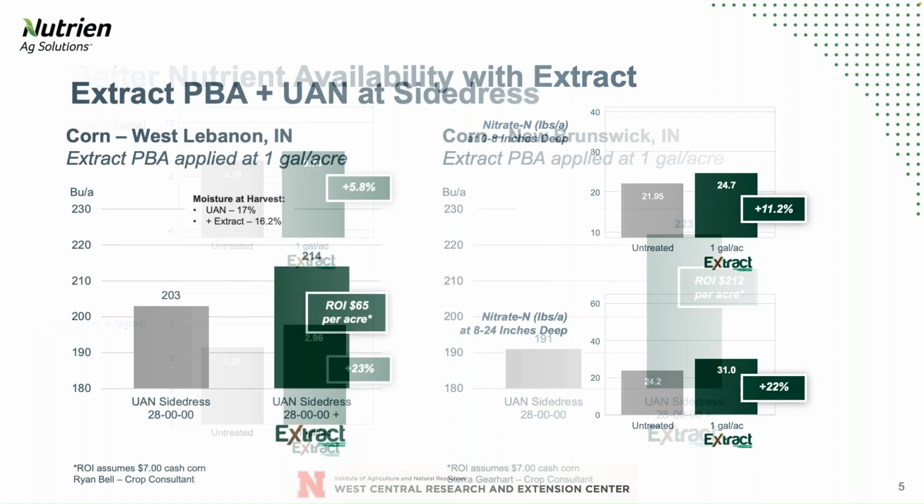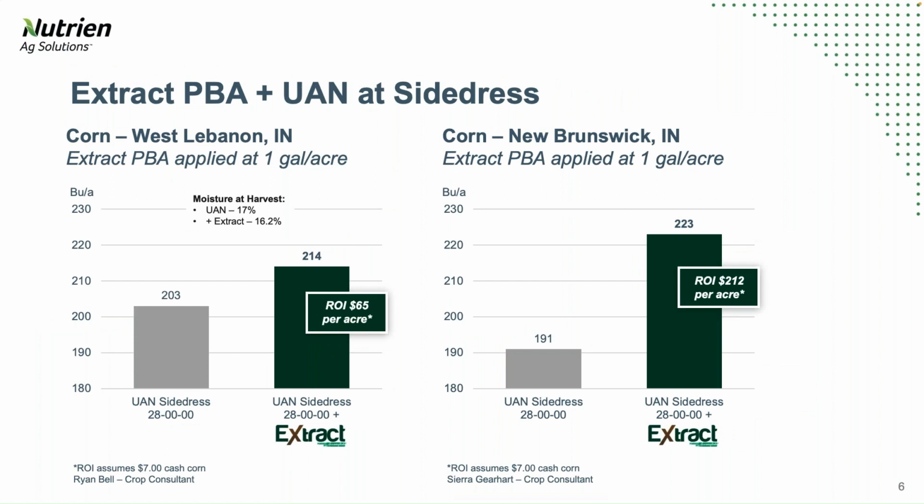Now let's look at that closer in a real world setting where we've actually got a growing crop. Let's go to a couple of data points from Indiana. First, West Lebanon. Extract applied at a gallon per acre in a sidedress scenario with 28%, and you can see the addition of the Extract gave us about an 11 bushel increase, which yielded about a $65 per acre return on investment based on $7 corn.